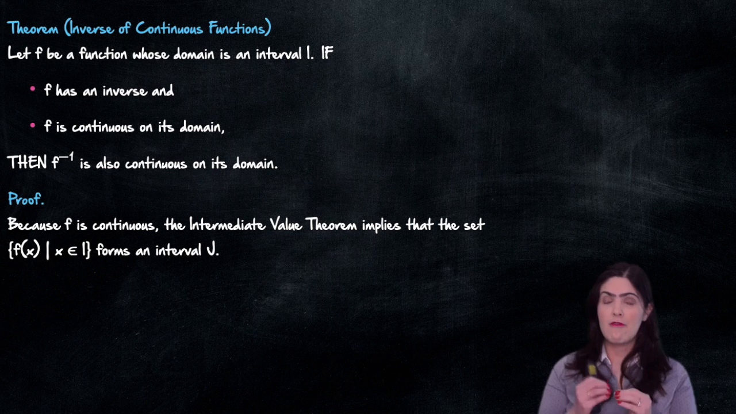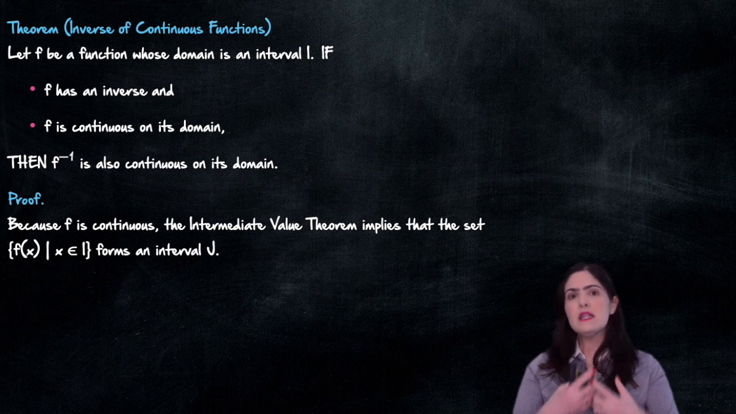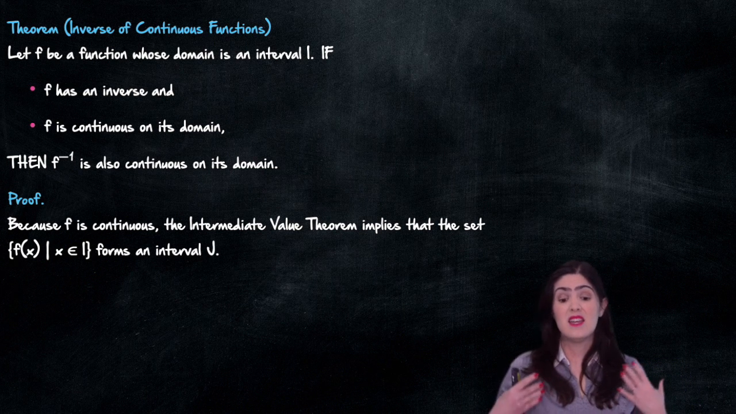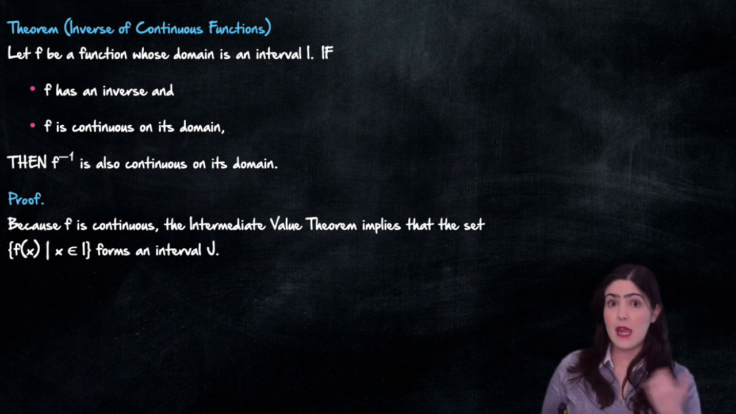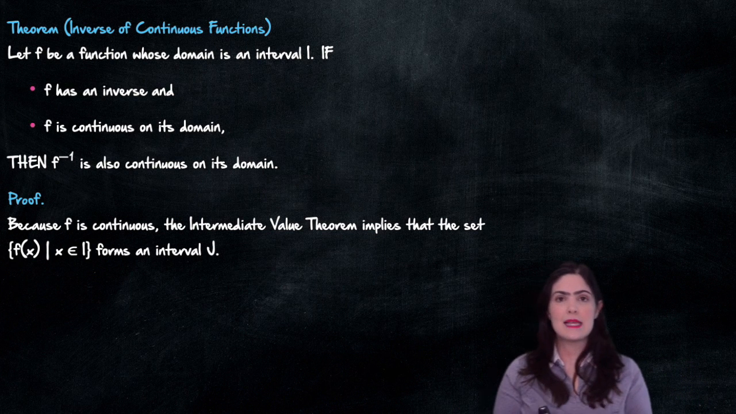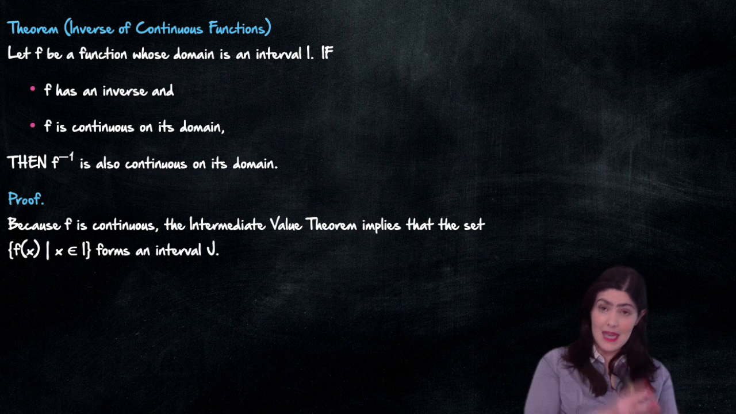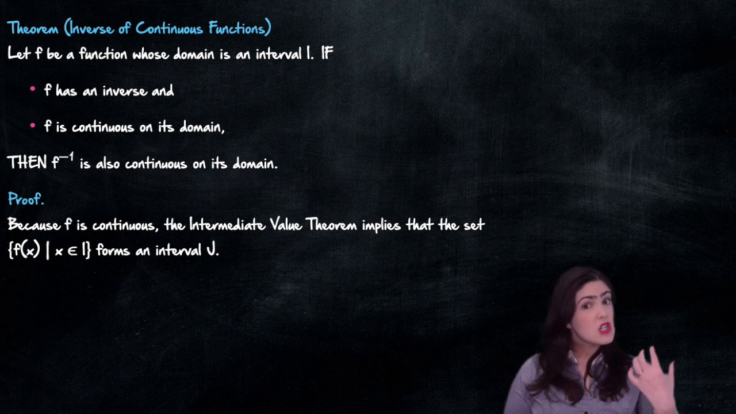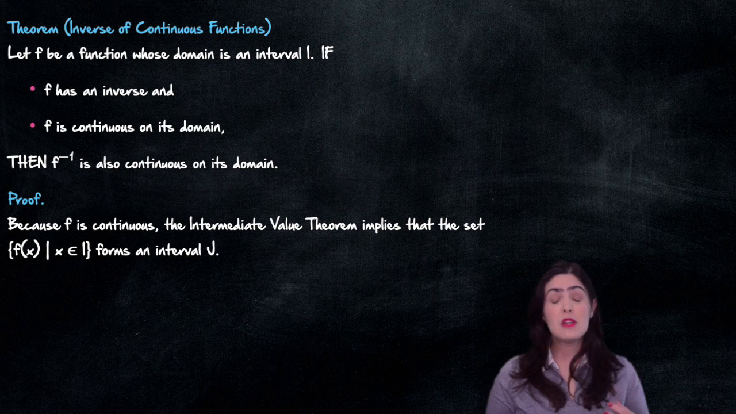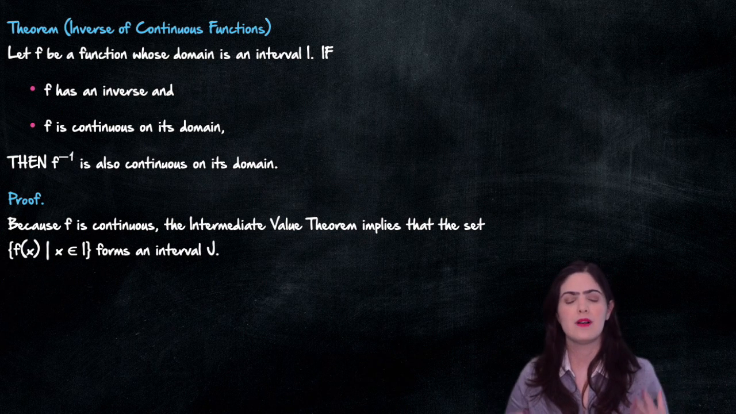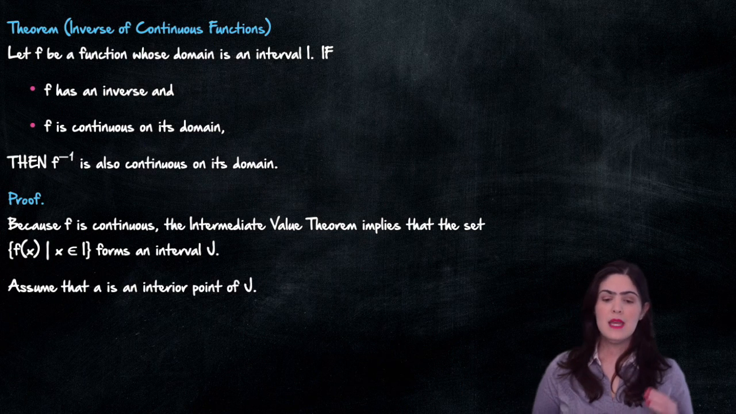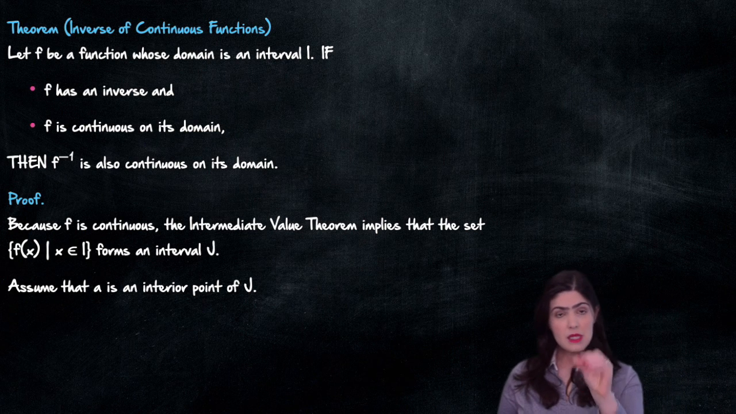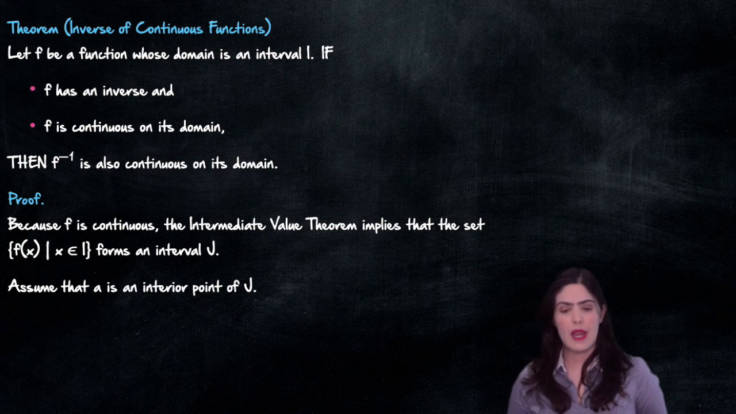Because I know that f is continuous on that interval I, the intermediate value theorem implies that the set of f of x such that x is in I forms an interval J. Remember, we said earlier that the intermediate value theorem tells us that continuous functions map intervals to intervals. So the image of the interval I is going to be some interval J. Good. Now we're going to assume that A is an interior point of J. So we take a point A inside J.